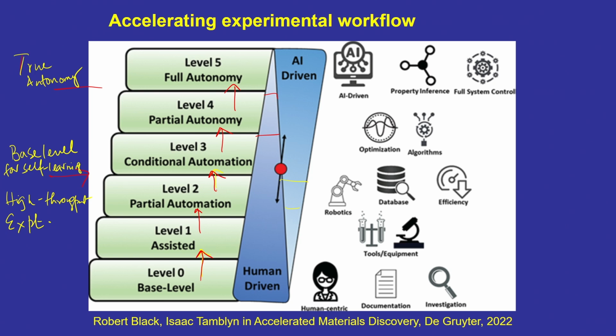And it can actually do all kinds of things. So, we want to achieve that. The final goal for humans to achieve is something completely AI driven, even the property inference and full system control, everything is AI driven, they will do it. But this is the required paradigm shift. So, that is why I brought this.